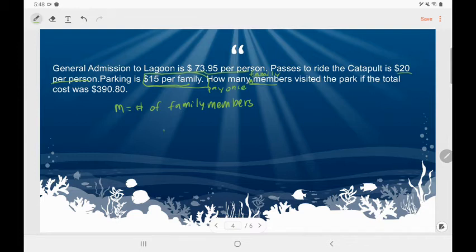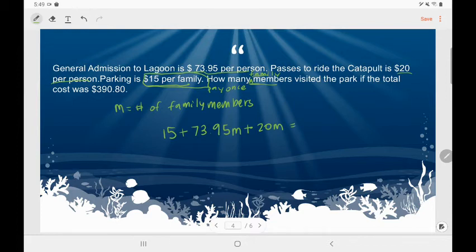So let's go ahead and start with our equation. Now, I'm going to start by paying $15, but now that I'm paying, instead of that amount decreasing, it's going to increase. So I'm going to write plus. Well, to that I'm adding $73.95. That's how much it's changing by per person. So for each member of the family, M. And again, that is increasing by $20 for every person who goes on the ride.